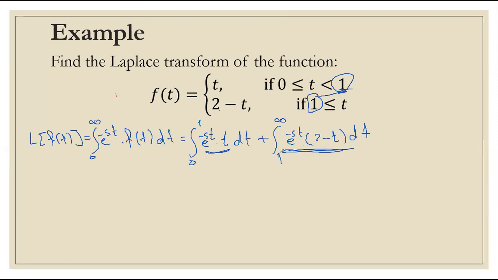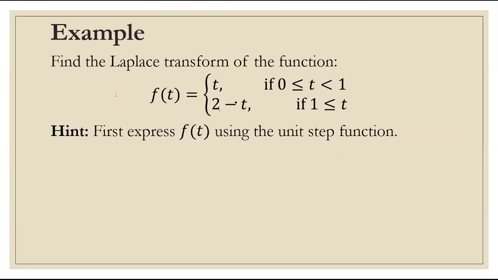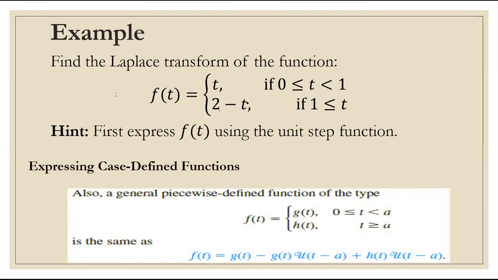If you have a product between exponential and polynomial, you need integration by parts, okay? Maybe you need 7 minutes to do those two integrals. Instead of spending 7 minutes, I can find the Laplace transform of this function in maybe 2 minutes. How to do that? I'm going to learn how to write any piecewise function like this one using the unit step function depending on this rule.